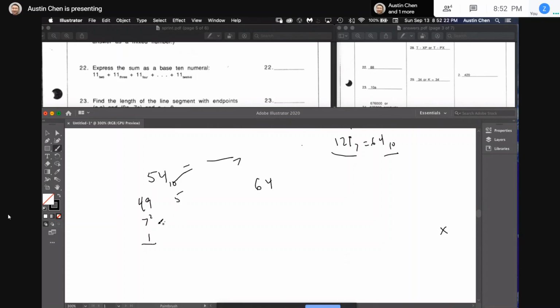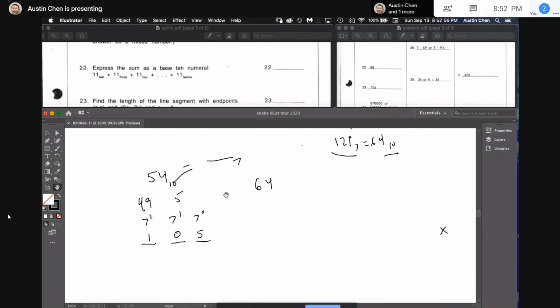Then we check the next power of 7, which is 7 to the first, which is 7. We see if any of these can go into here, which none of it can, so we're going to have a 0 here. Then we look at the final power, 7 to the 0, which is just 1. How many 1s can go into 5? Well, 5, so this digit is going to be 5, and we have none left. So that's how you convert from base 10 to a different base.